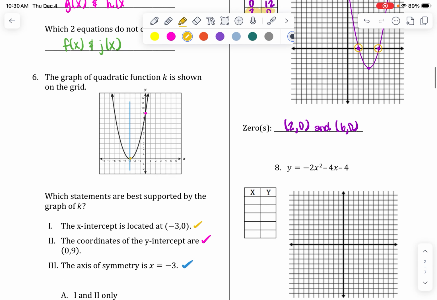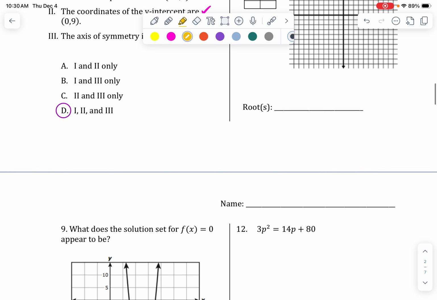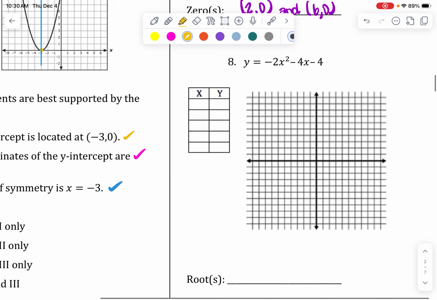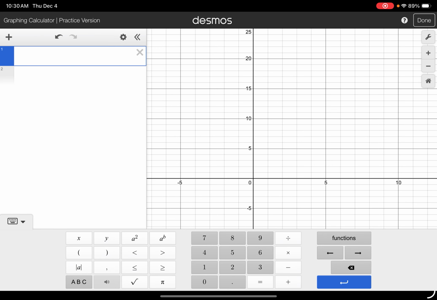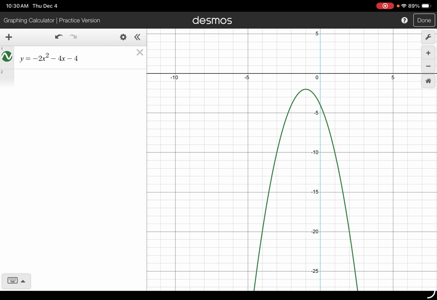All right, let's do one more of those, then we're going to move on. All right, so I'm going to go to Desmos and type this in. Here we go. I'm going to clear out this guy. So y equals negative 2x squared minus 4x minus 4. I'm going to kind of move my graph a little bit.